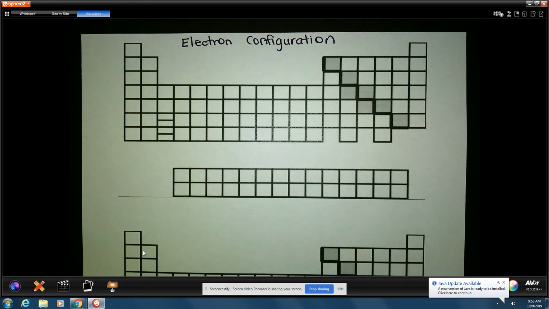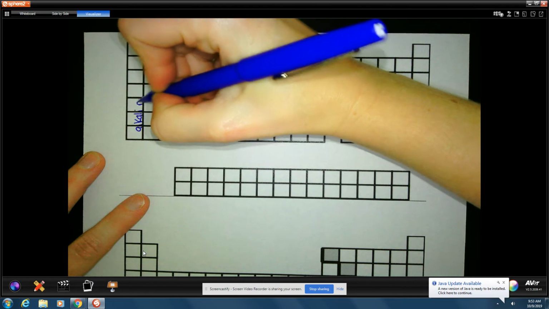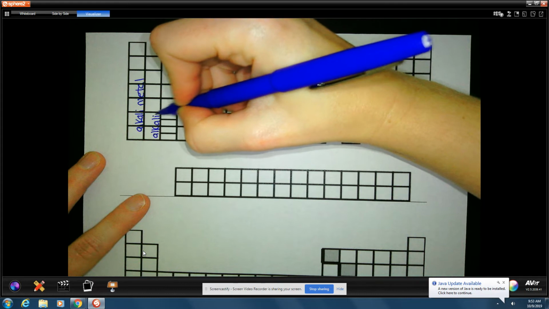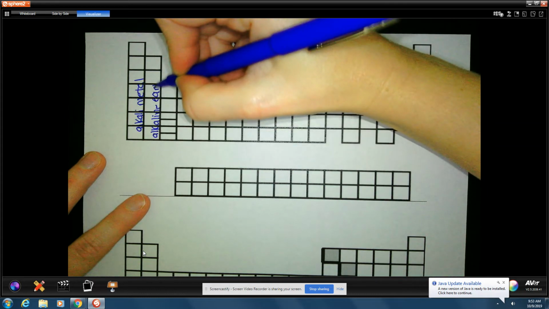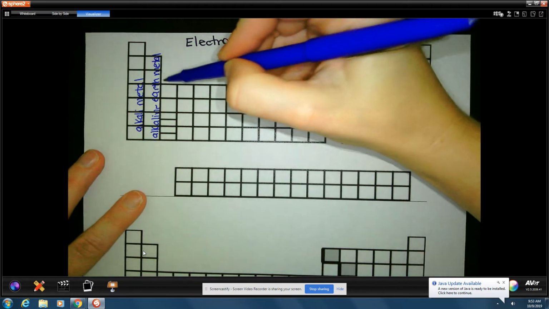So just to review a few things that you do need to remember and know for your quiz: everything here is an alkali metal. Everything here is an alkaline earth metal. Ladies and gentlemen, these things never go away. You gotta know it, especially this one.